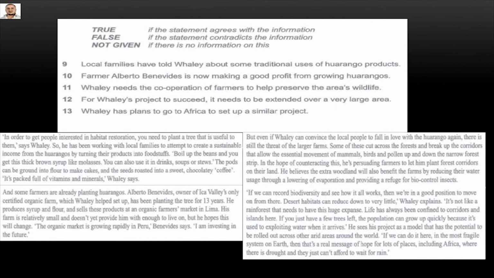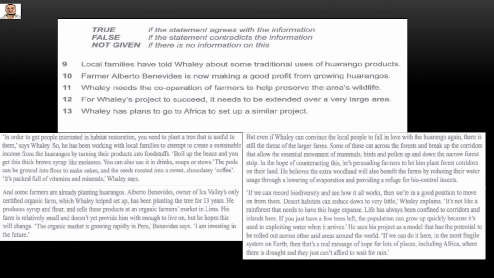In order to get people interested in habitat restoration, you need to plant a tree that is useful to them, says Wally. So he has been working with local families to attempt to create a sustainable income from the Horangos by turning their products into foodstuffs. Okay.